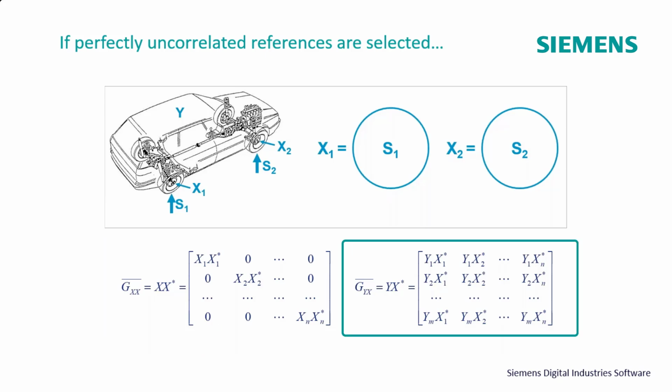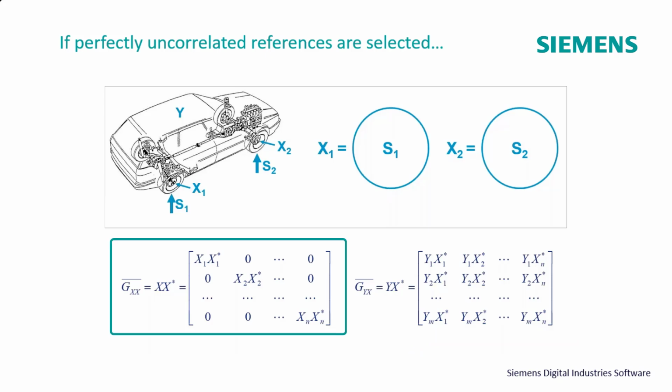If you have partially correlated references, you see the reference auto power matrix on the right side. Now we have values on the off diagonal terms, and those cause issues when we do transfer path analysis. And that's only true if the references are partially correlated. You would see them at the right side of the matrix. If the references are completely uncorrelated, you would see the matrix on the left side with the off-diagonal values set to 0.